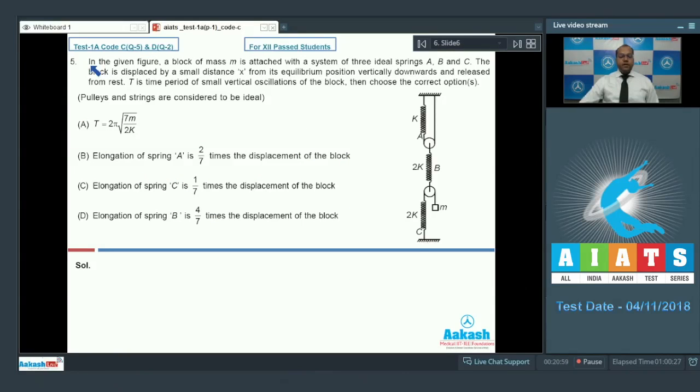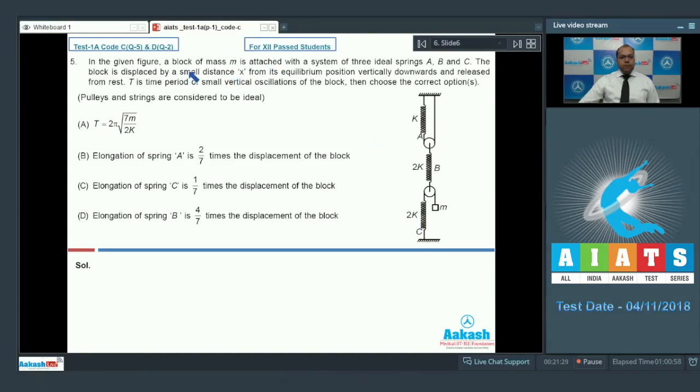In question number 5, in the given figure, a block of mass m is attached with a system of 3 ideal springs A, B and C. The block is displaced by a small distance x from its equilibrium position vertically downwards and released from rest. T is the time period of a small vertical oscillation of the block. Then choose the correct options. It is given in the question that pulleys and strings are considered to be ideal.